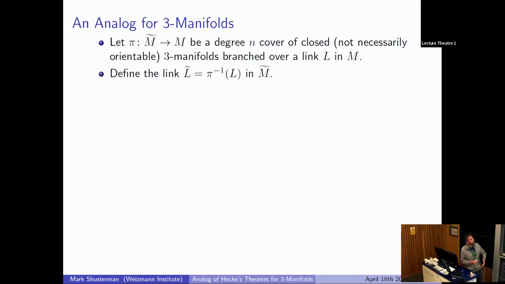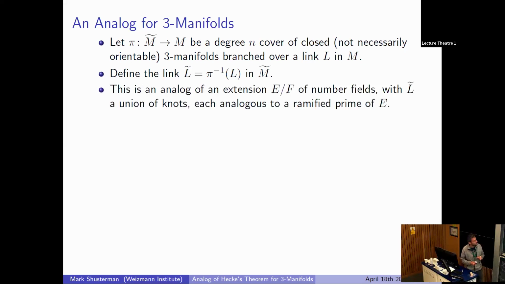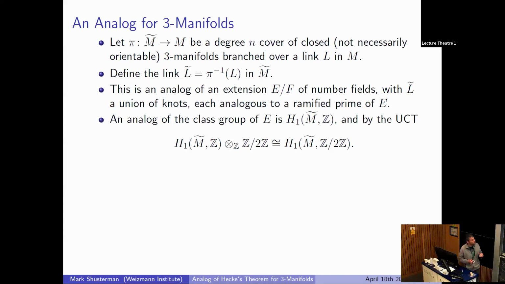I'll use some notation. L is the link in M, the branch locus in M, and L tilde is the branch locus in M tilde. That's my analogy for the extension of number fields. These L and L tilde are sort of the union of all the ramified primes of the extension. The class group here is going to be analogous to the first homology group. Maybe one reason for this analogy is that the class group is the abelianization of the Galois group, and H1 is also the abelianization of a fundamental group by the Hurewicz theorem.